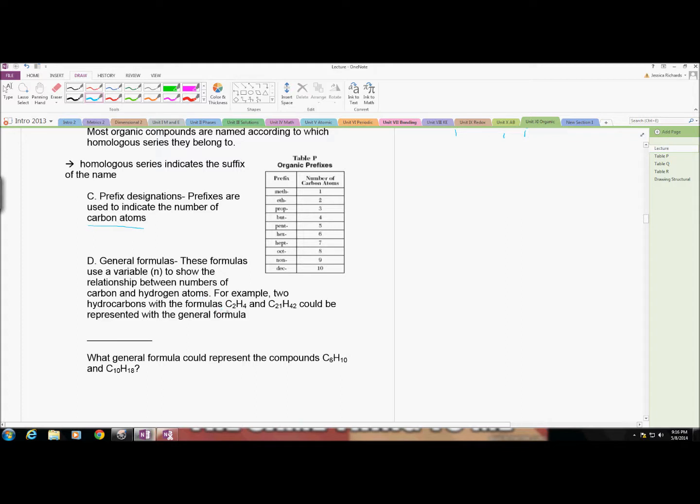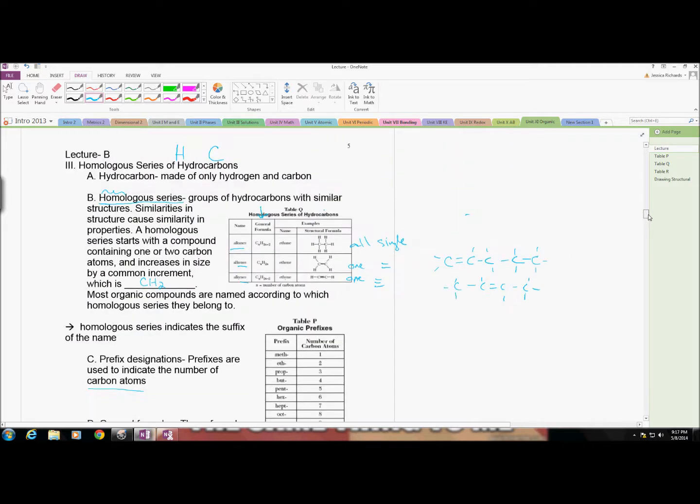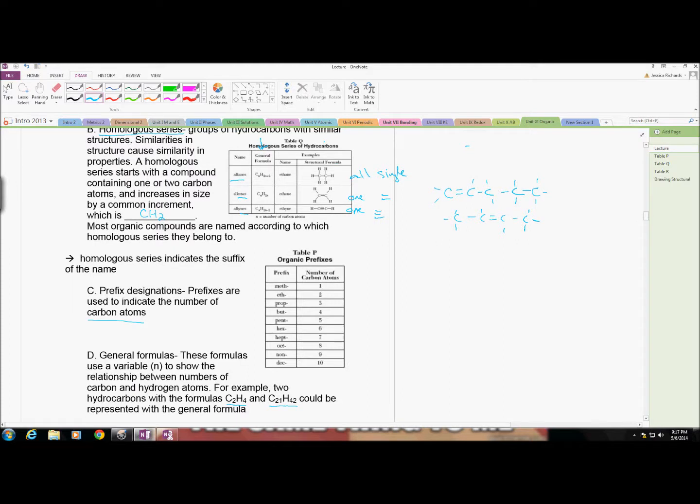General formulas on reference table Q are used to help you identify which of the homologous series you have. So if I have something like this, C2H4 and C21H42, and they want to know which series it is, which general formula works for it, you have three choices for your general formulas: CnH2n plus 2, CnH2n, and CnH2n minus 2. The N refers to the number of carbons. So I take the two carbons and plug them into the formulas.